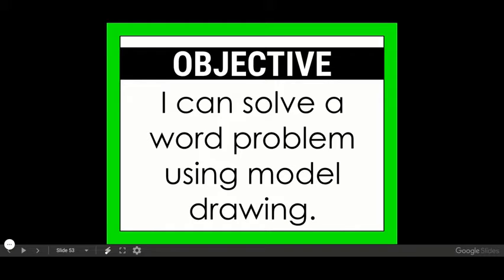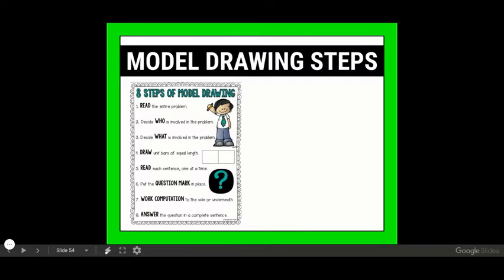Our objective today is I can solve a word problem using model drawing. So remember with model drawing, there are 8 steps. And my saying to help me remember it is: real, wise workers, do problems, quit complaining about it, silly. So we've used this with addition, but it also works for subtraction. It works for any operation that you're using when you're doing a word problem.